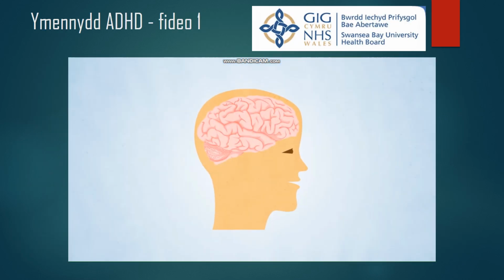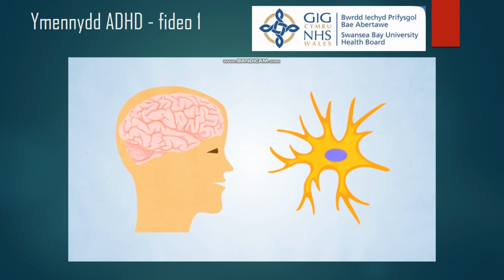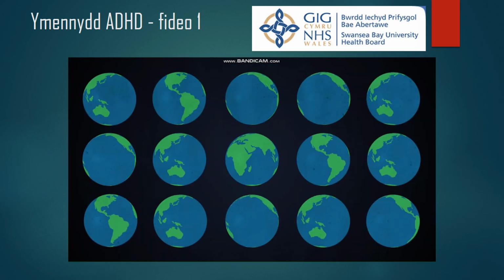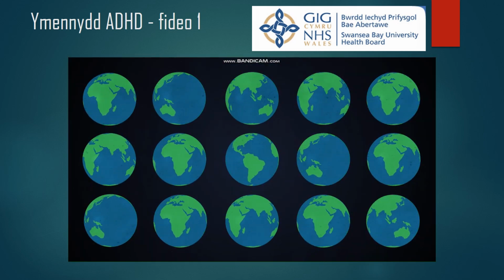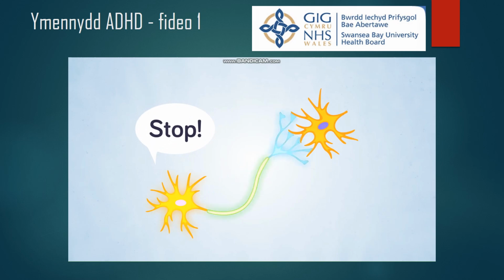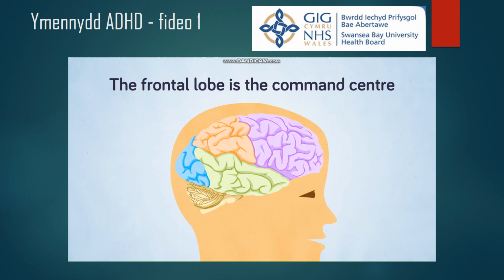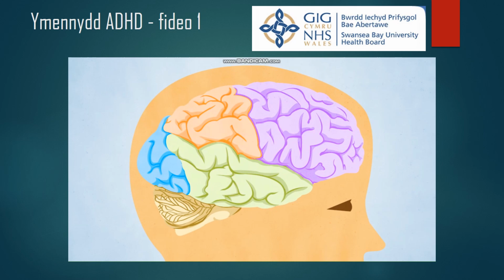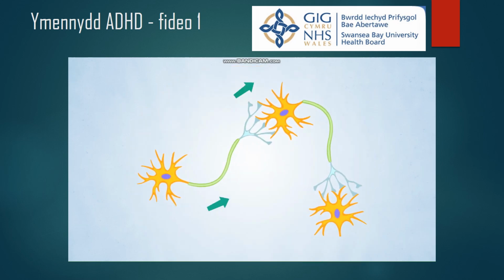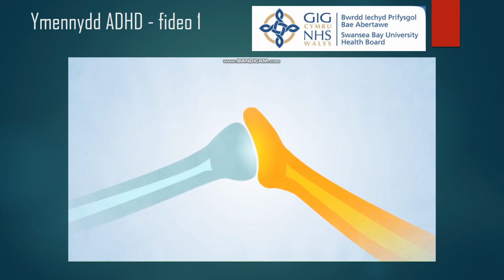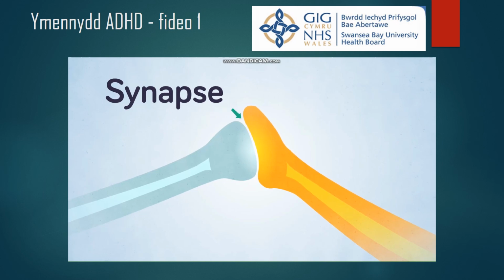Our brain has a huge number of nerve cells. It is estimated that there are about 100 billion nerve cells inside our brain, 15 times the number of people living on planet Earth. Nerve cells all need to talk to each other to send messages to the rest of the body. The frontal lobe is the command center, just like the manager or boss of a large company. The messages from the frontal lobe and other parts of the brain go through complex networks of nerve cells. The nerve cells are connected to one another with a tiny space called a synapse. Let's call it a bridge.